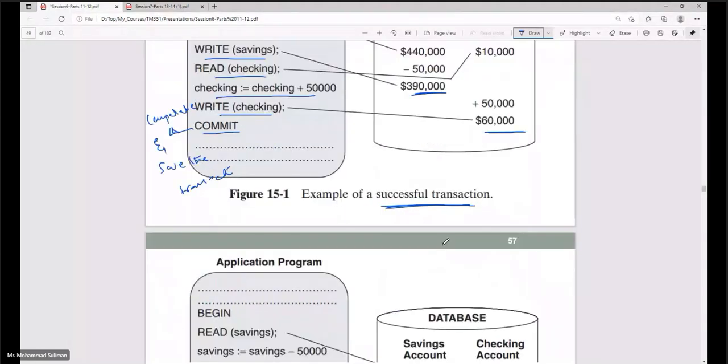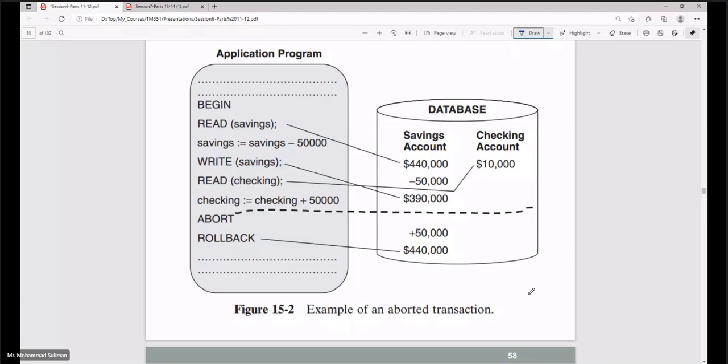What about an abort here? For example, let's say there is a hardware failure in between or a software failure in between. Anything can happen in between, network failure. Okay, so in that case, what will happen? Use abort and rollback.